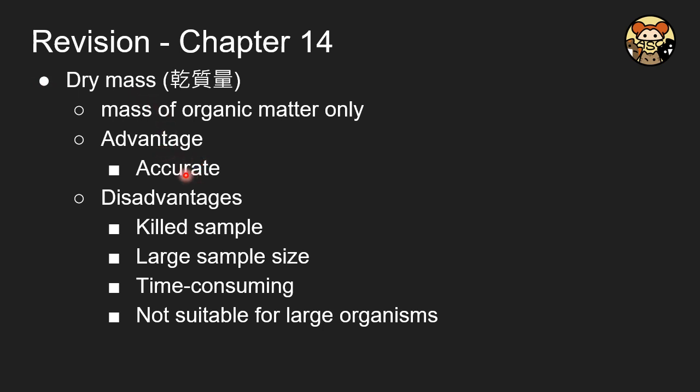The advantage is it is very accurate. However, by doing so, you will kill the sample. That's why you need a large sample size. Let's say you need 100 of the plants and then you kill 10 of them every single time. It is also very time consuming to wait for the dry mass. And because you have to put the whole object into the oven and wait for it to dry up, it is not suitable for large organisms.